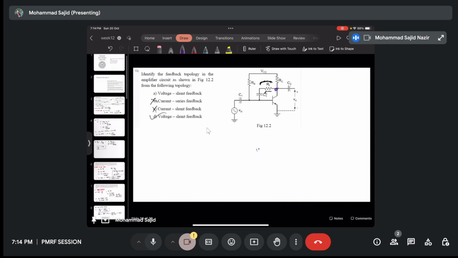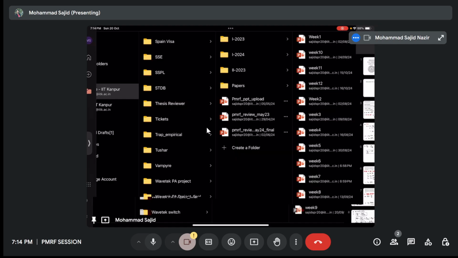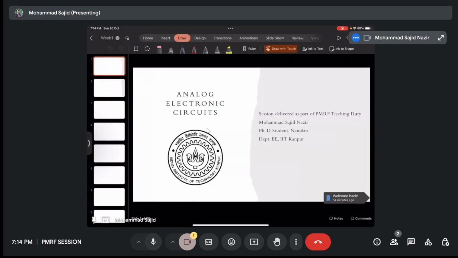So overall, we started this course with KVL and KCL, then with the diodes, then with the BJTs. We discussed MOSFETs, we discussed current mirrors, we discussed the Miller theorem, we discussed how to calculate the resistances, output resistances, input resistances, how to calculate the cutoff frequencies, and then we discussed the differential pair amplifiers and also the current mirrors and then feedback networks at last.